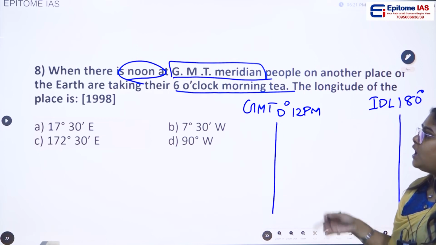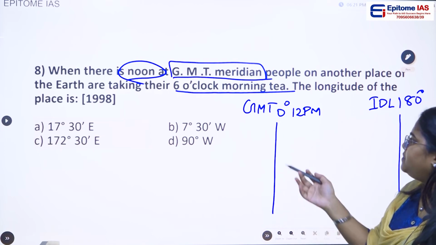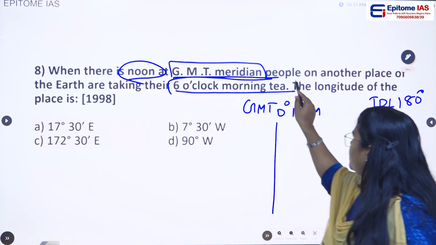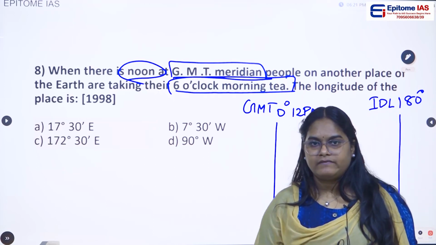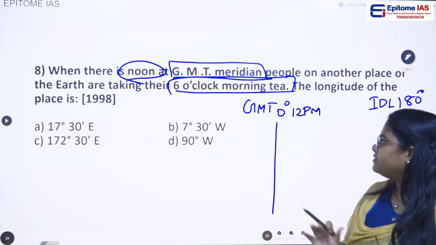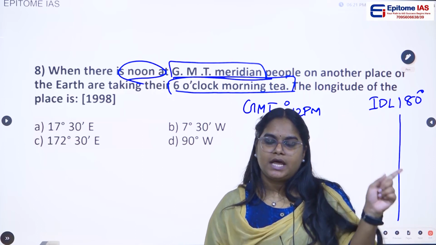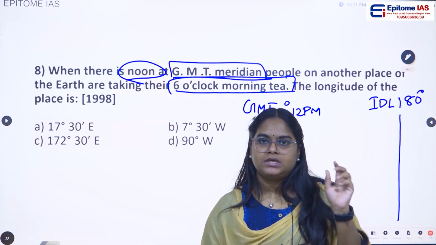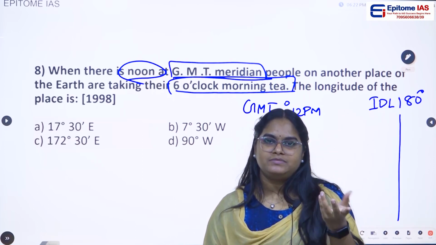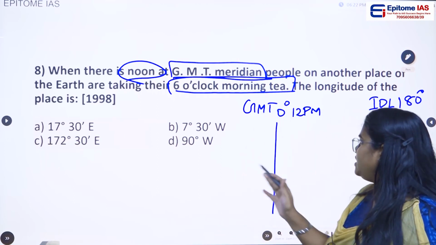Another part of the earth, people are having their 6 o'clock morning tea. So what they are saying is, when it is 12 p.m. at the 0 meridian, in another location of the earth it is 6 a.m. Morning tea means 6 a.m. So where would it be 6 a.m.?